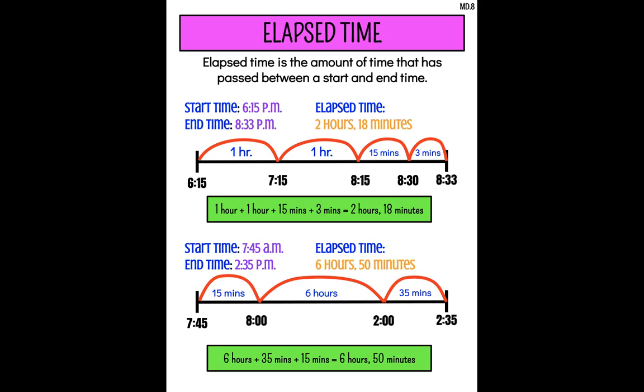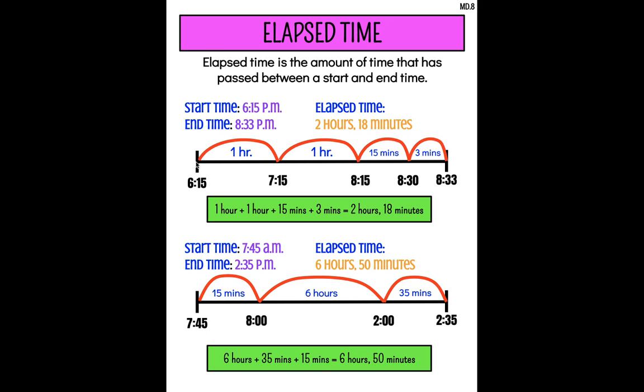So the way I'm showing you is by using a number line. So if you look at the first example, our start time was 6:15 and our end time was 8:33. So you're going to start by drawing your number line. You're going to put your start time on the left and your end time on the right endpoint. Then you're going to do jumps and write as you go. Now, obviously, I made this anchor chart before, so it's not going to be as I go, but I will walk you through as I go.